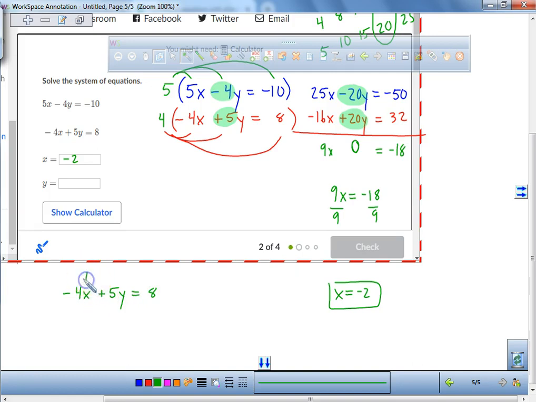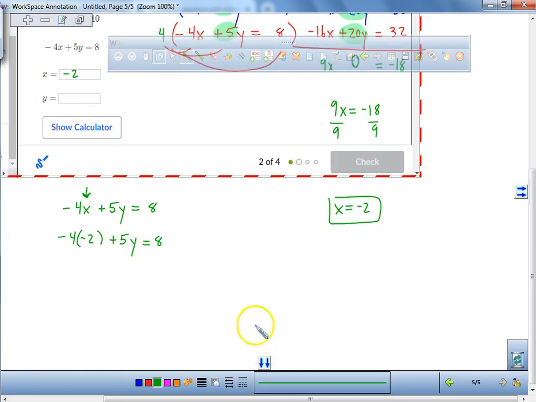Now what number am I going to plug in for our x right there? I'm going to plug in a negative 2. There we go. So negative 4, open up a big old parentheses, plug in a negative 2. Interesting. So we got what? Negative 4 times a negative 2 is an 8.